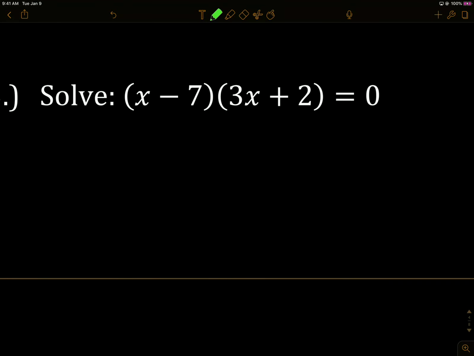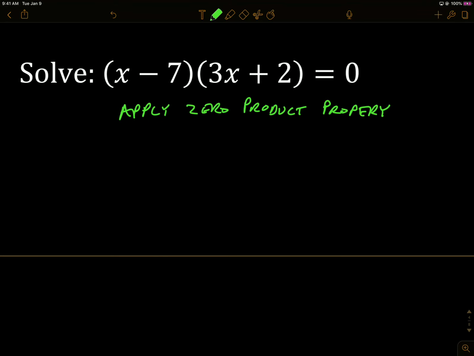Okay, solve this one. Well, this one's easy. We're going to apply the zero product property because it's already set up. The zero product property says that you must have a product on one side equaling 0 on the other side. We've got it. It's ready to go.